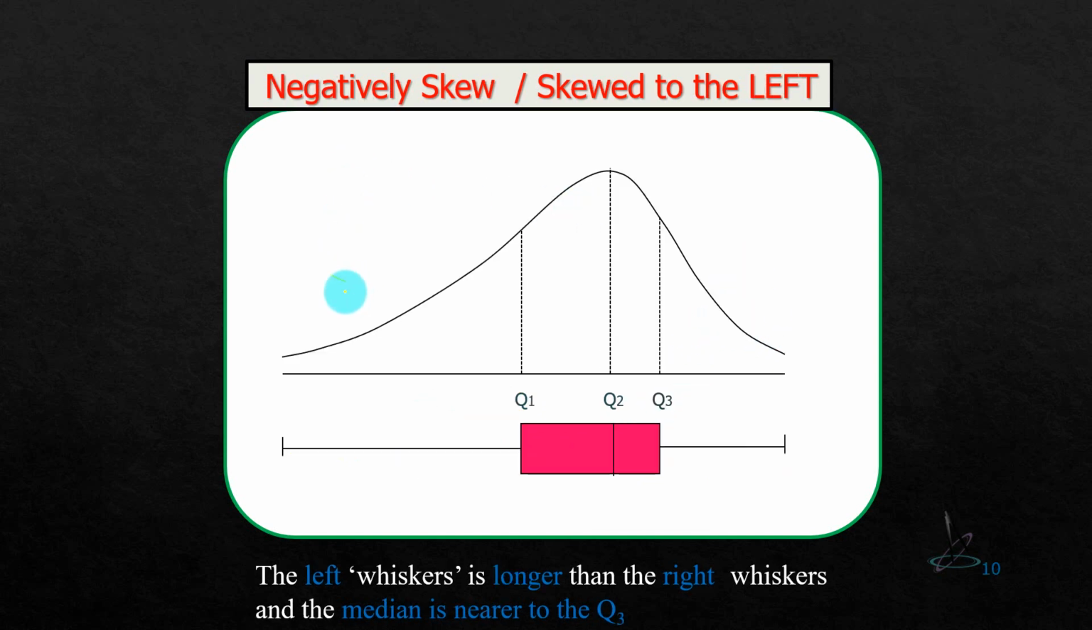Okay, so as you can see from the diagram, this is negatively skewed. So the tail is on the left hand side, negatively skewed. So if you refer to the whisker, you should be able to see that the left hand side is definitely longer than the right hand side. So the left whisker is longer than the right. And if you look at your median, your Q2 should be nearer to Q3 compared with Q1. So that is why we are going to say this is negatively skewed or skewed to the left.